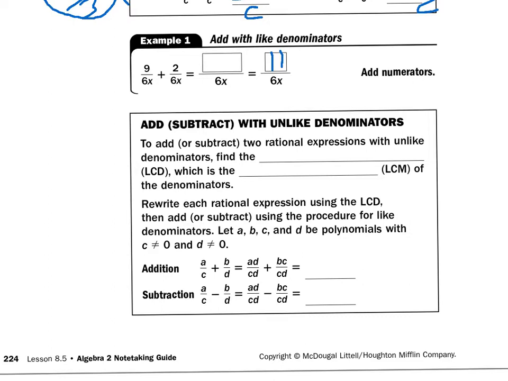All right. When we're adding or subtracting fractions with unlike denominators, the first thing we have to do is find the LCD, the least common denominator, which ends up being the least common multiple of the denominators. So what number does each of those two numbers go into?